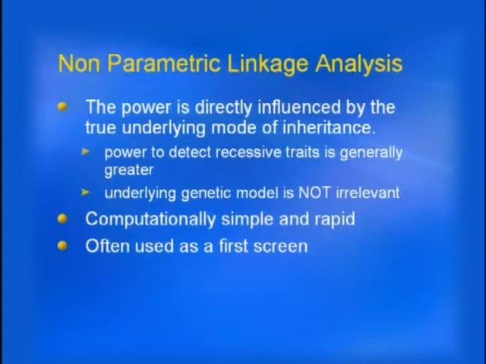Frequently, people use these types of approaches as a first screen. Okay, they use this as a way to say, well, we've got pretty good evidence that there's something going on. Let's go out and collect more families, or let's lay down more markers. Let's do something different. And the reason why they're used as a first screen is because they're, as I said, relatively fast and simple to do, as opposed to the parametric linkage analyses. These are much, much quicker.